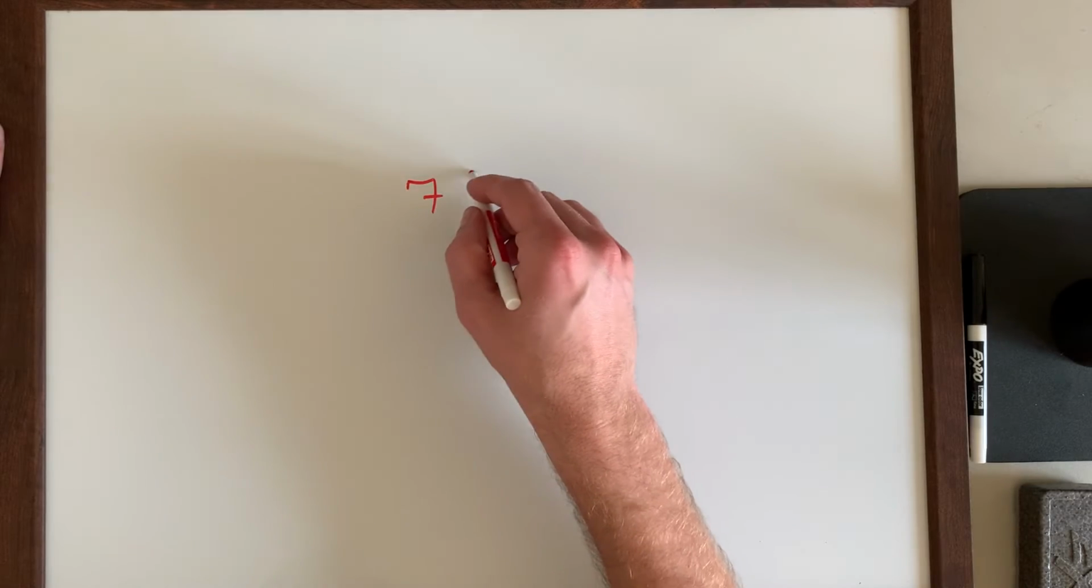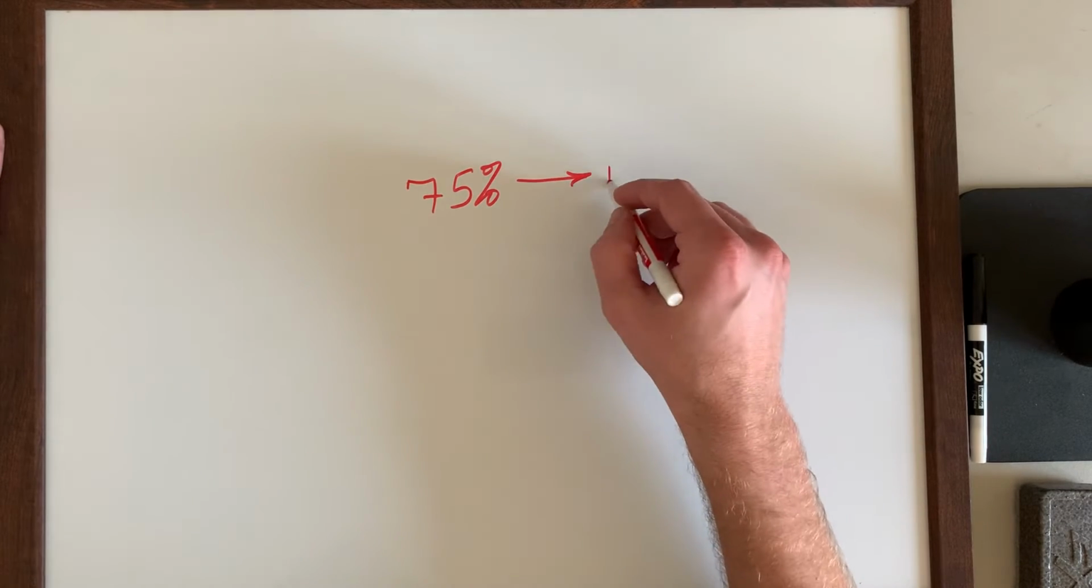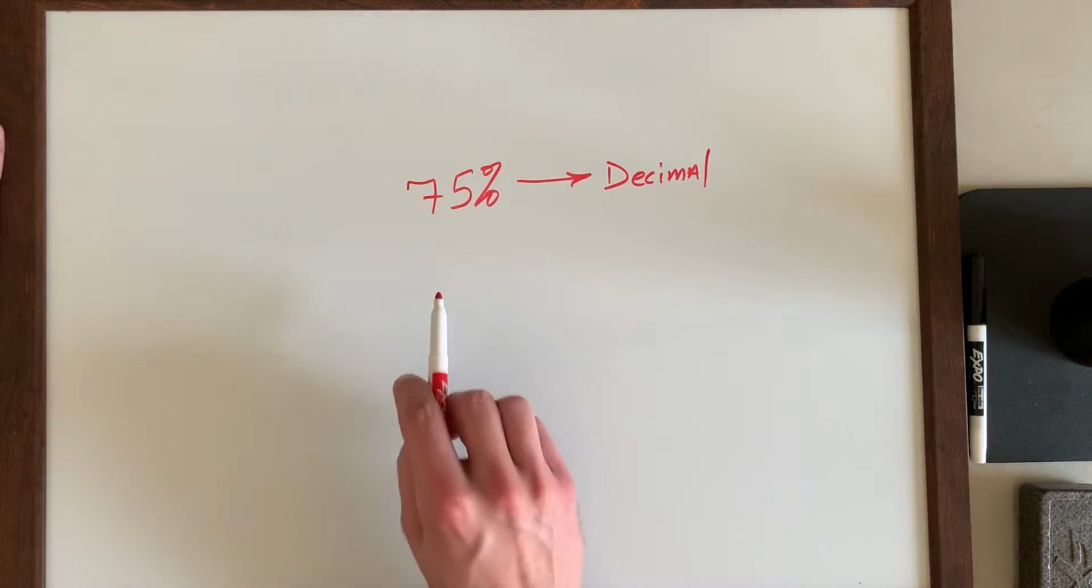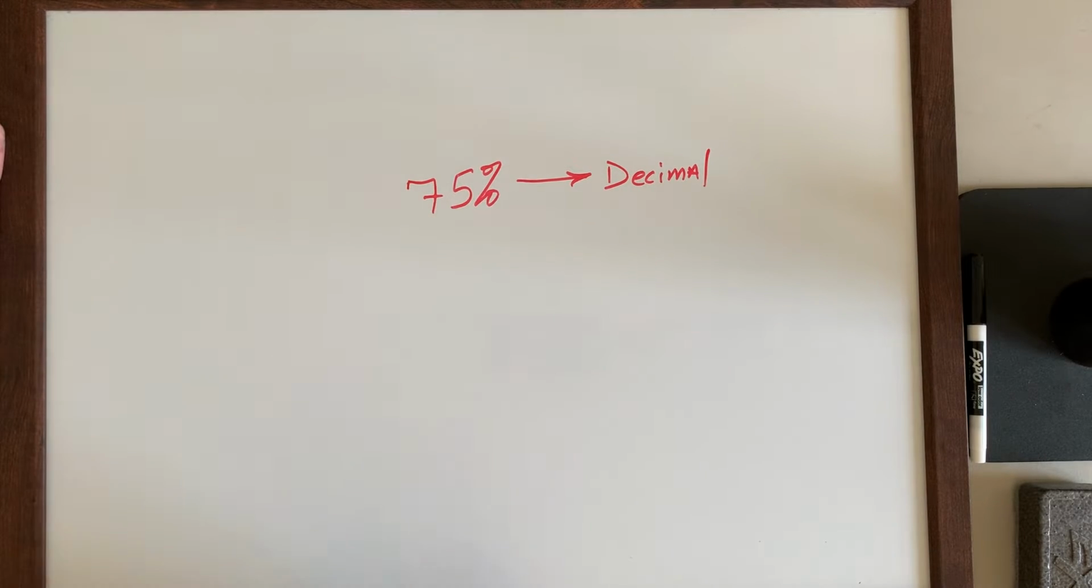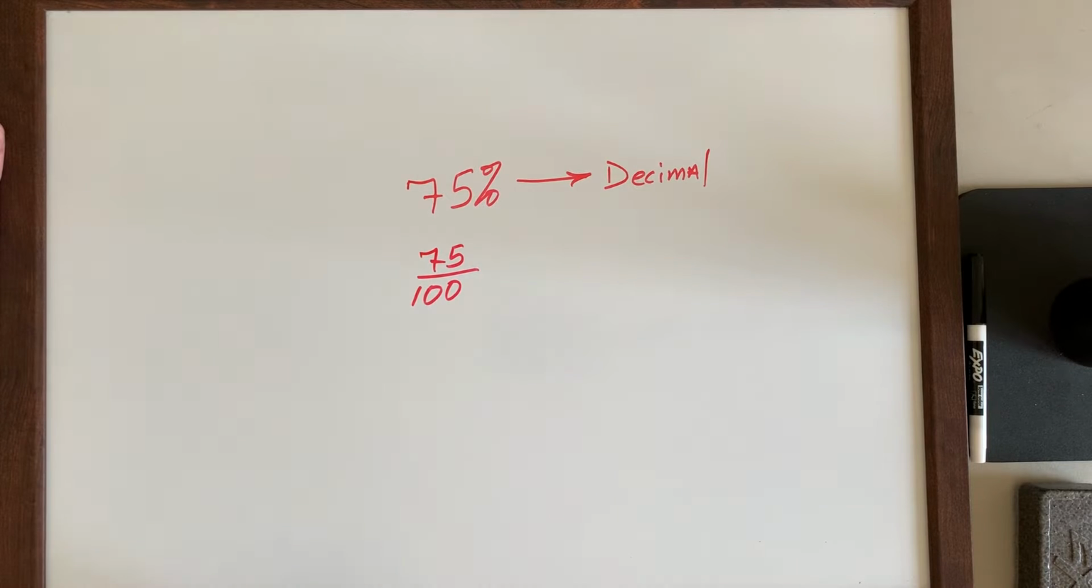Turning a percentage into a decimal is actually fairly straightforward. Okay, let's say that we want to do this. We want to turn 75% into a decimal. Let's recall that 75% means 75 parts out of 100.